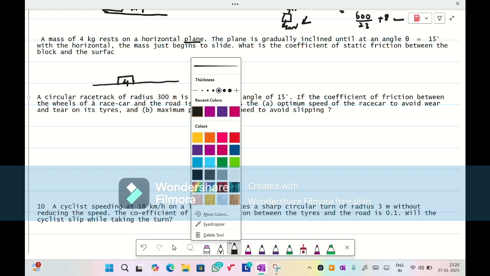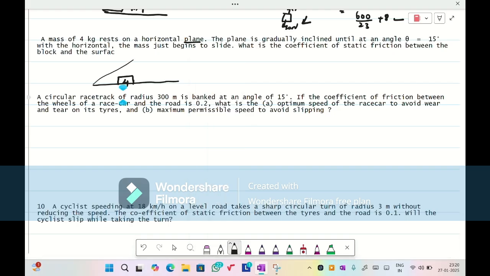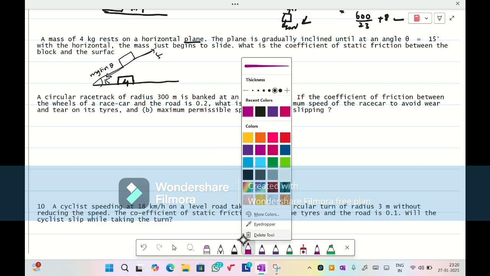Now this inclination is slowly increased to 15 degrees. So here also it is at rest only. The mass just began to slide, which means the frictional force is equal to mg sin theta. Just began means those two are equal.